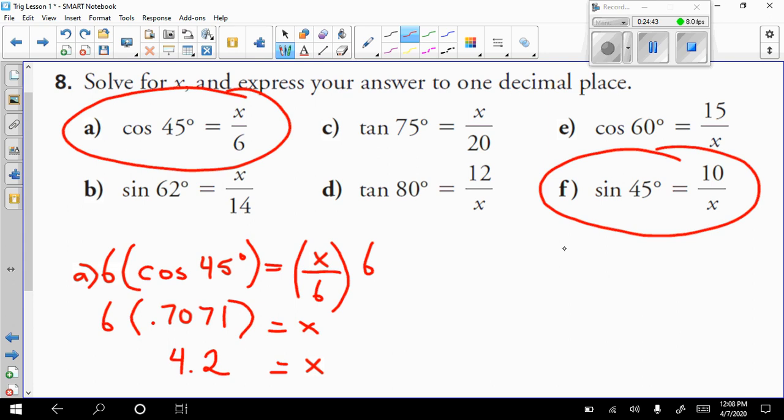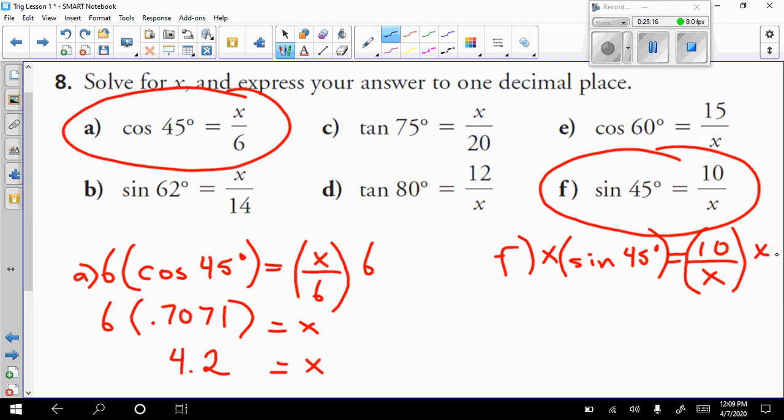And so for f, it says sine of 45 is equal to 10 over x. So we want to solve for x. And so what I want to do here is get x by itself, but right now it's on the bottom of the fraction. So I want to change that. So I'm going to multiply this side by x, and I'm going to multiply this side by x. And I'll show you why I did that. If you do x over x, I can get rid of that. It goes to 1. And then I have x up here in the top, in the numerator.